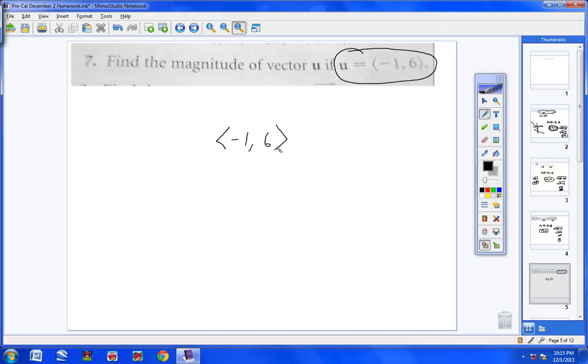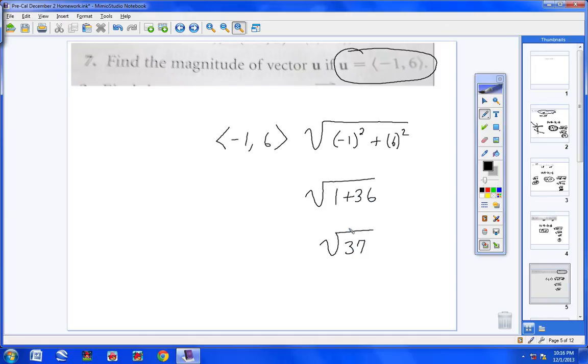So if it's already written in component form, which it is, in order to find the magnitude, all that we have to do is square the negative 1 and then square the 6 and then take the square root of that. So negative 1 times negative 1 is 1, 6 times 6 is 36, 36 plus 1 is 37, so the square root of 37. Now, Mr. Earhart, can we break this down? No, you cannot. There are no perfect squares that divide into 37 evenly. In fact, there's no number that divides into 37 evenly. 37 is prime. You cannot simplify that.